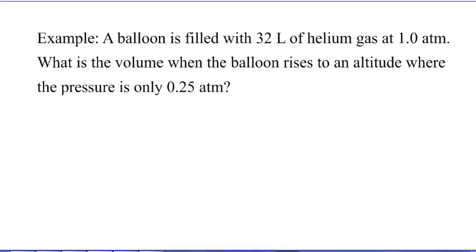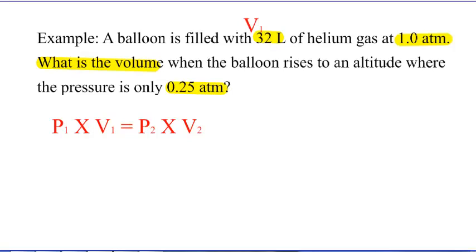As we've done in previous types of problems, let's identify our variables. We're looking for P1, V1, P2, and V2. I'm going to go through and I highlighted 32 liters, 1.0 atmospheres. It asks what is the volume, and 0.25 atmospheres. Those are the different components that will be involved in the equation.